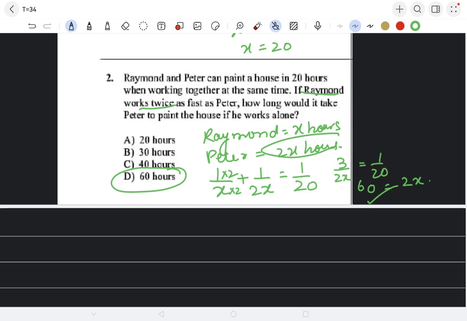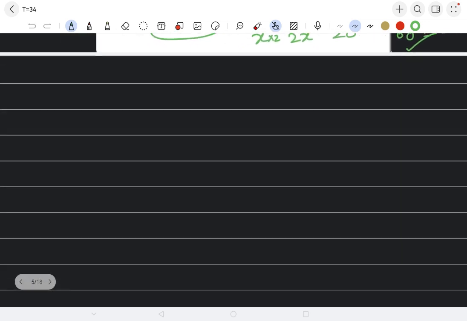Okay. Now let us move towards our topic number 35, that is combined range of two intervals.